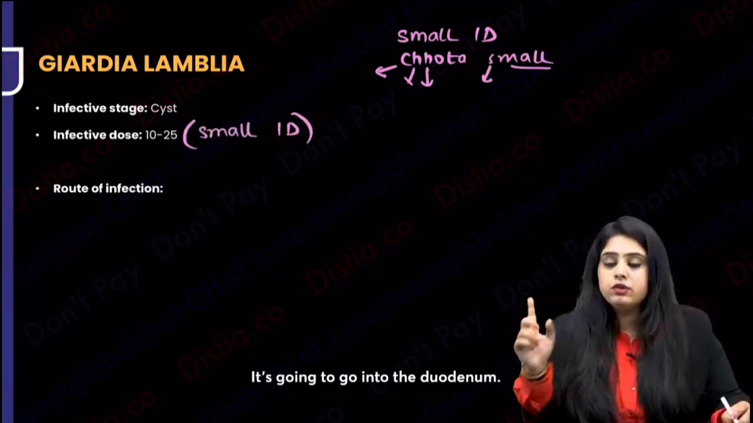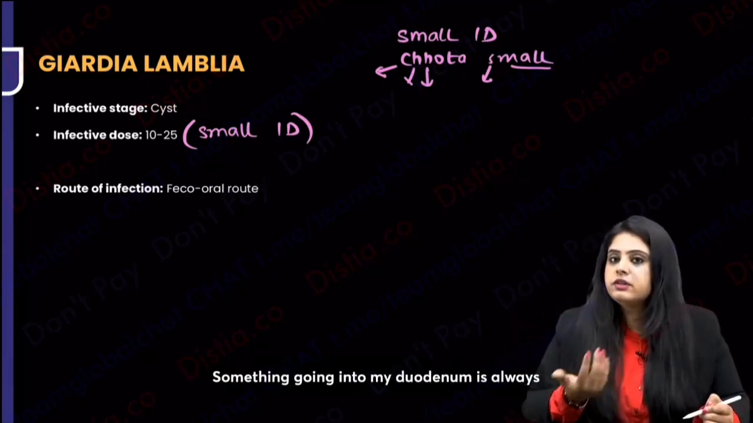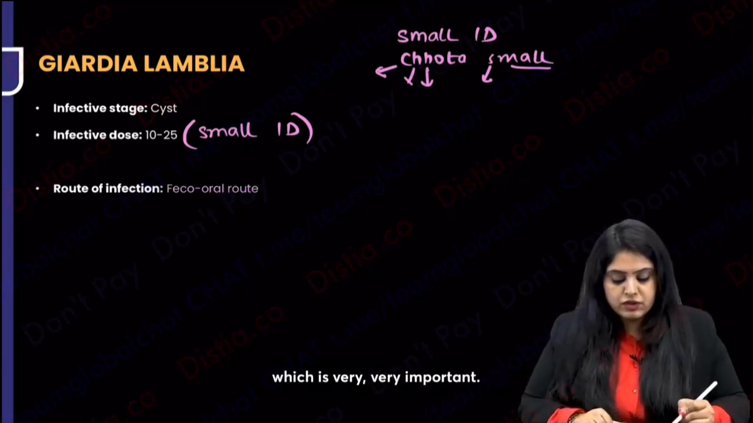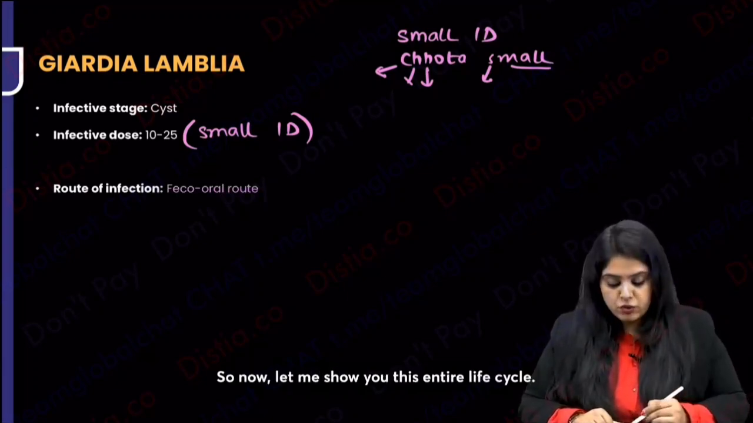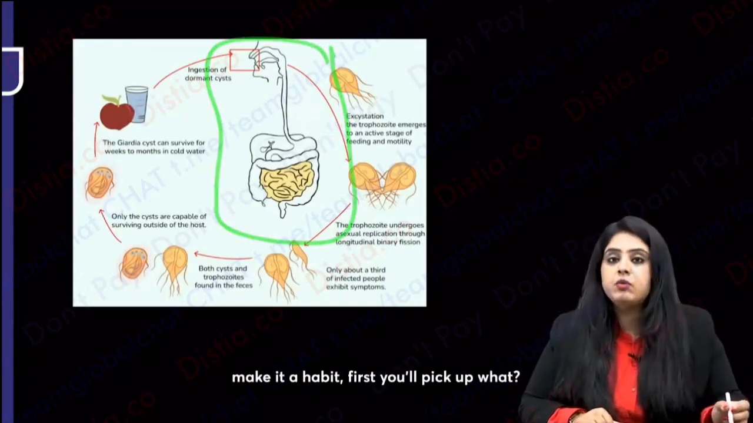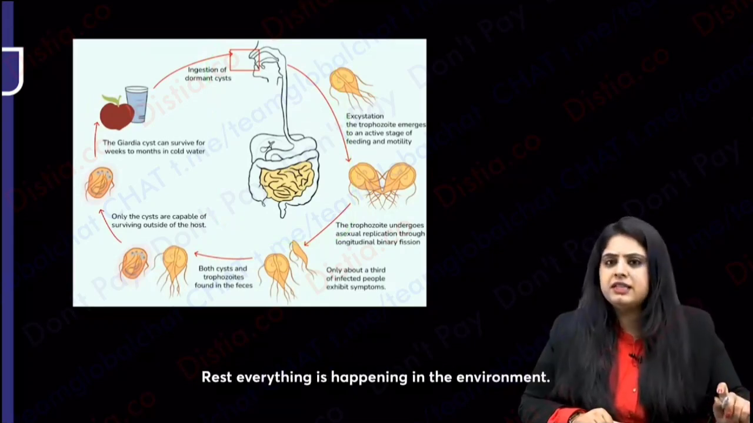Where is it going to go? It's going to go into the duodenum. But how did it reach the duodenum? We ended up eating it. Something going into my duodenum is always going through the mouth only, right? So it's the feco-oral route which is very, very important. So now let me show you this entire life cycle. Like I said, in the life cycle, make it a habit. First, you will pick up what? You will pick up the host, and the host over here is only human. Rest everything is happening in the environment.